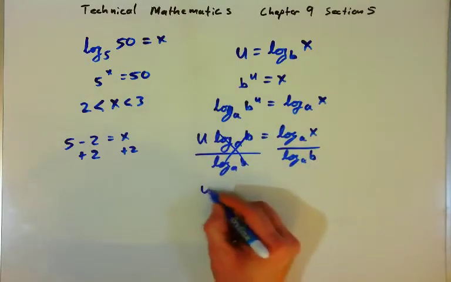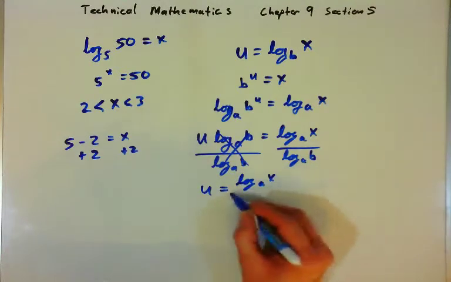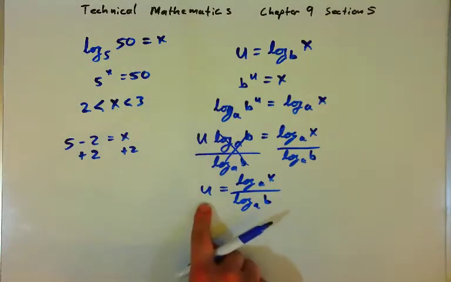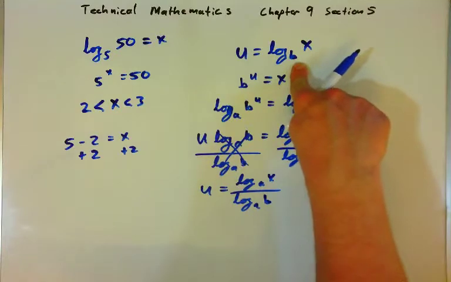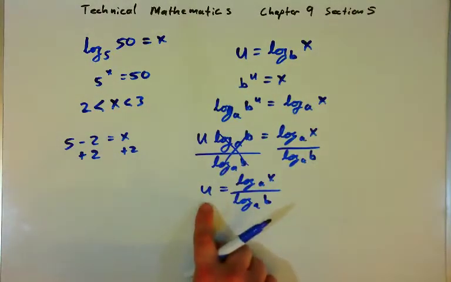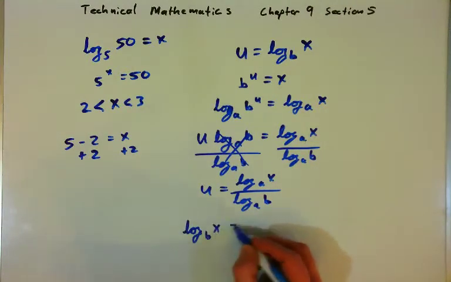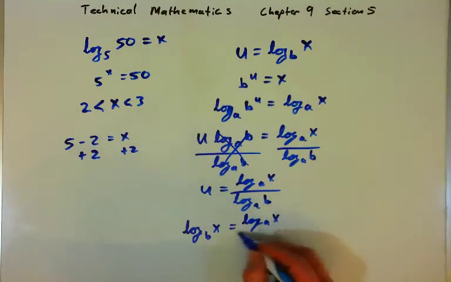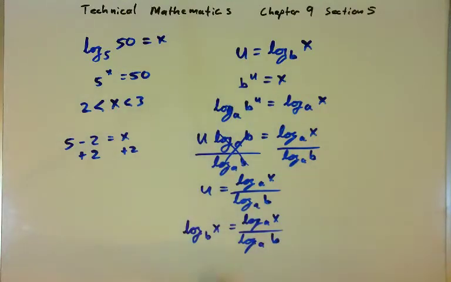It cancels over here, and we get u is equal to log base a of x divided by log base a of b. Now remember what u was equal to originally, the logarithm with a base other than 10 or e. b is some other number other than 10 or e. So let me plug that back in for u. u is log base b of x, and this is going to be equal to log base a of x divided by log base a of b.